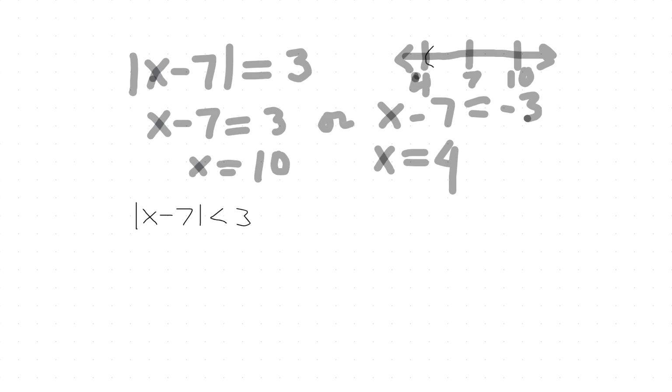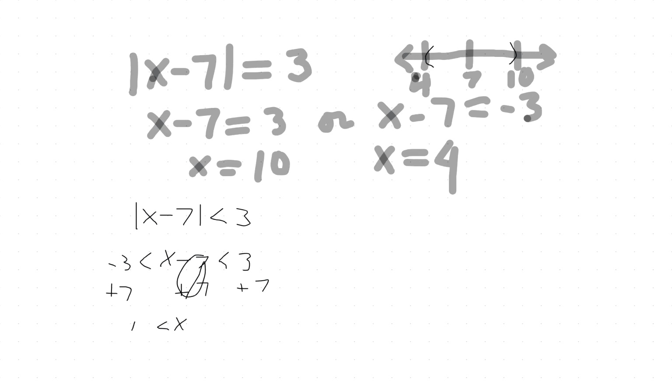Algebraically, we would take the x minus 7 and say it has to be less than 3 and greater than -3. And then we would still solve by adding 7. We'd add 7 to each part of this inequality. So now we have x is in between 4 and 10.